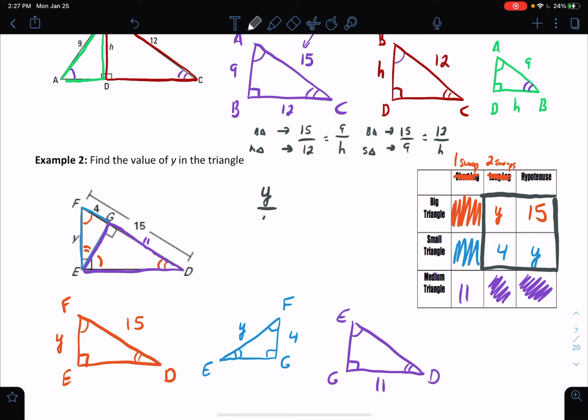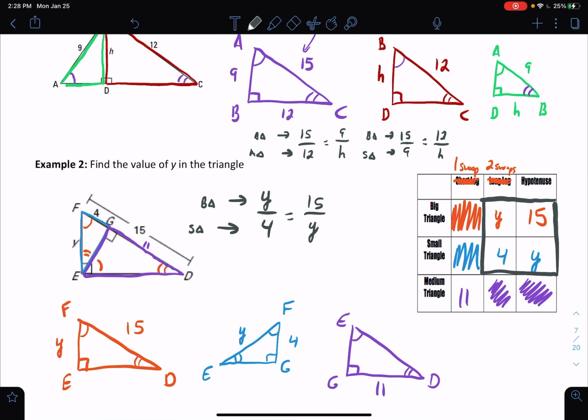y over 4 equals 15 over y. So that's the proportion that I can set up because y is the side opposite 2 swoops, just like the 4 is opposite 2 swoops. So this y and 15 both belong to the big triangle. 4 and y both belong to the small triangle. And then if I look vertically, the y and 4 both are opposite 2 swoops, and the 15 and y are both the hypotenuse. So your corresponding parts line up.